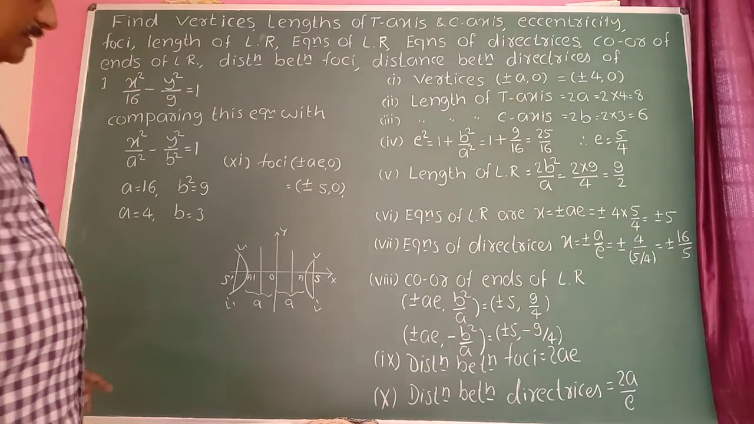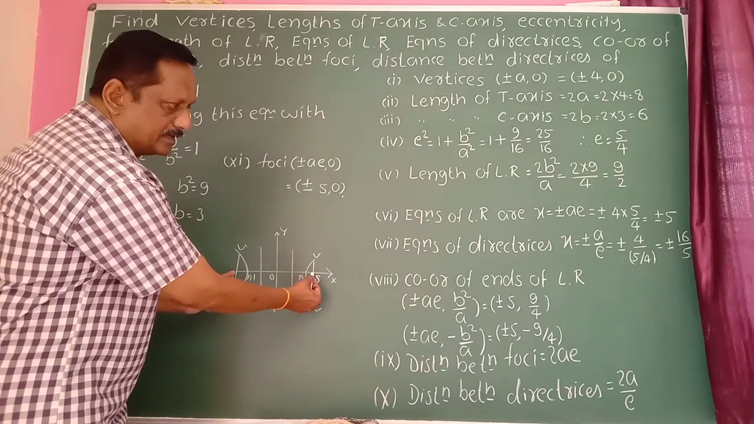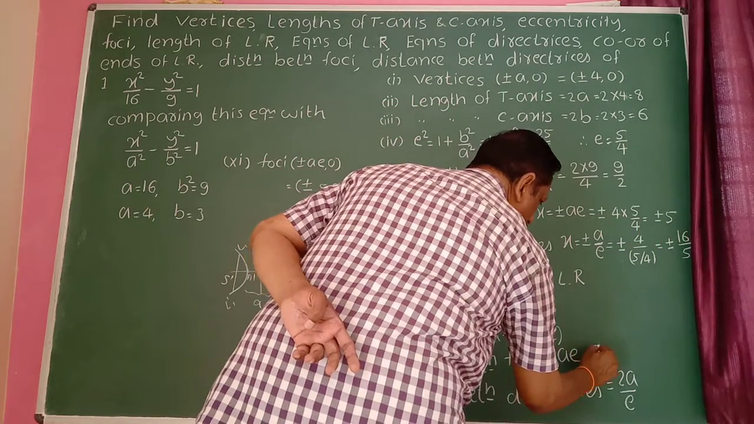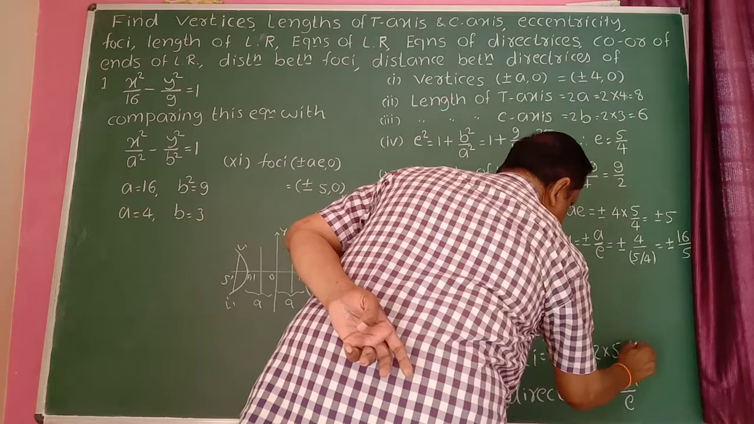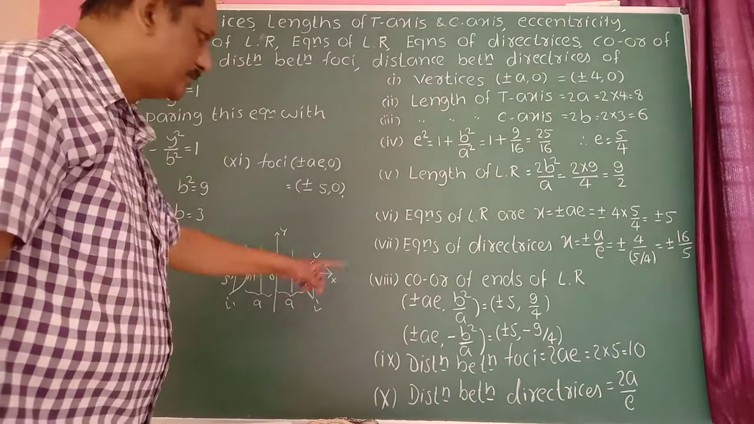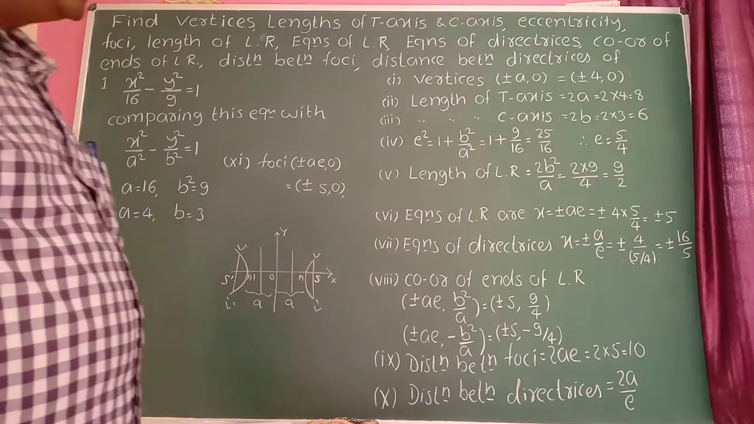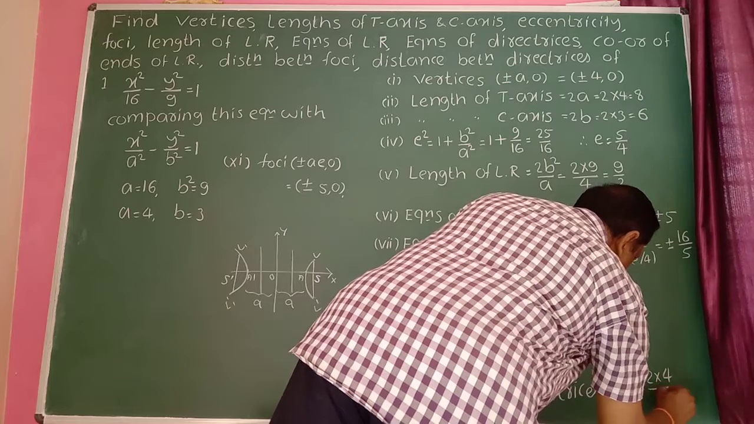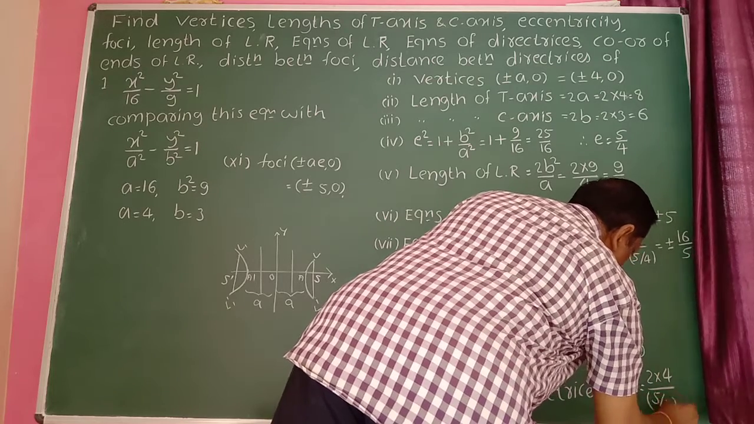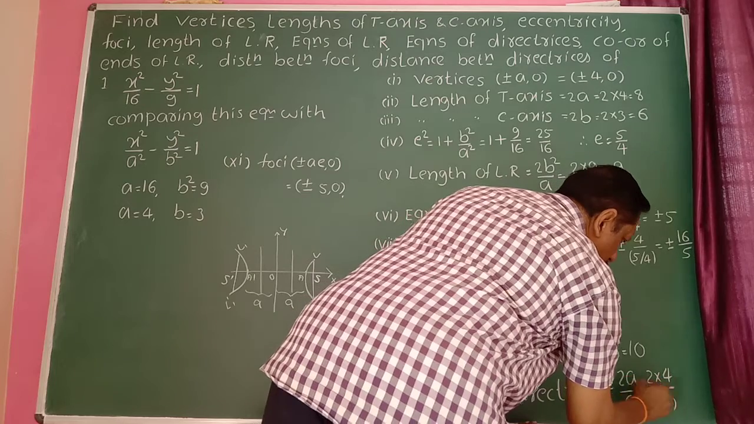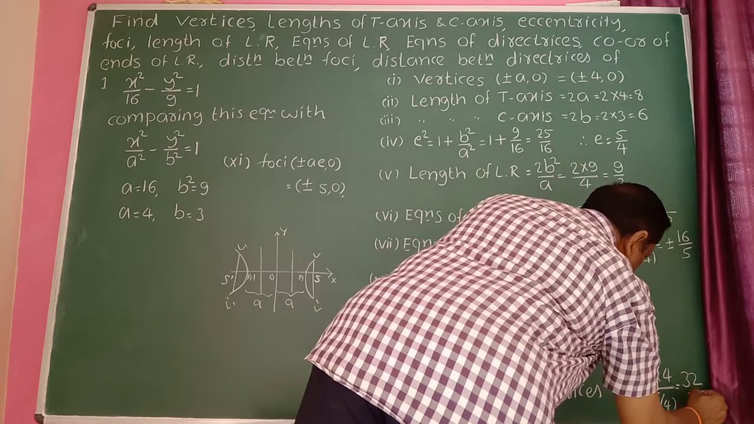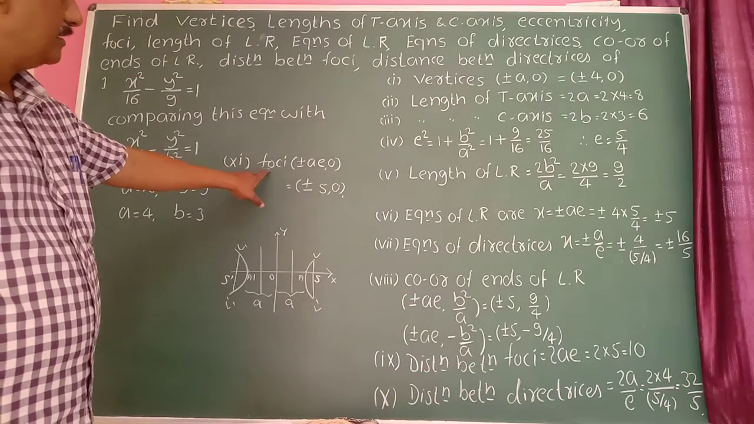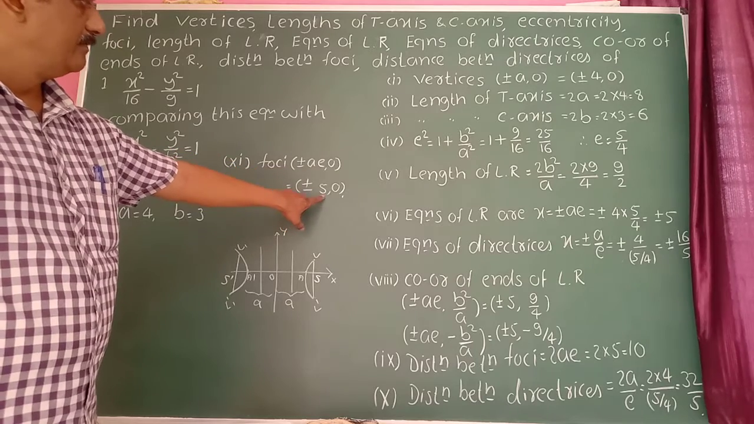Then the distance between foci means the distance between S and S dash, which is 2 a e. You know a into e value is 5. Therefore, 2 into 5 becomes 10. So the distance between foci is 10 units. Then the distance between directrices: 2 into a value 4 and e value 5 by 4. 4 goes to the numerator, 4 4s are 16, 16 into 2 is 32. So 32 divided by 5. So the distance between the directrices is 32 by 5, and foci are plus or minus 5 comma 0.